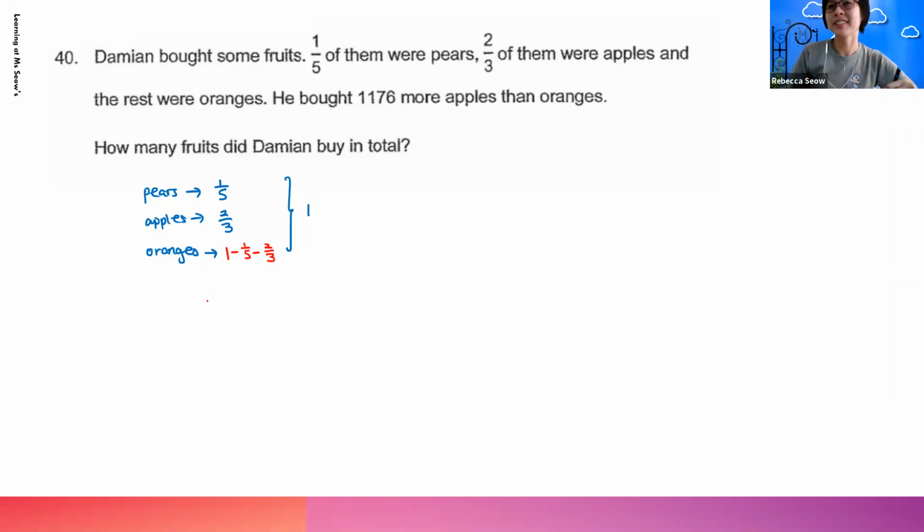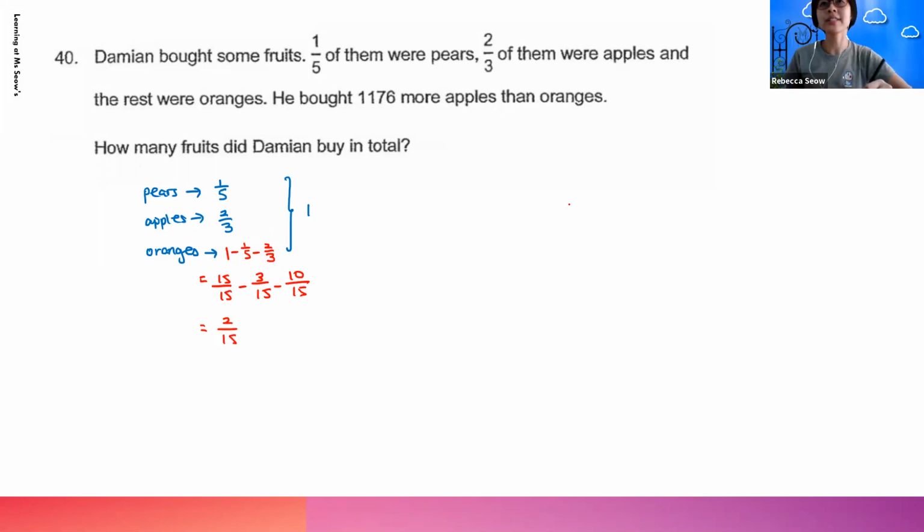How do we resolve this? We have to convert something, right? We have to convert what? To the same denominator, yeah? So the denominator will be 15, right? So we have 15 out of 15, take away 3 out of 15, take away 10 out of 15, yeah? Do you all manage to get that? Okay, so proportion of oranges will be 2 out of 15.